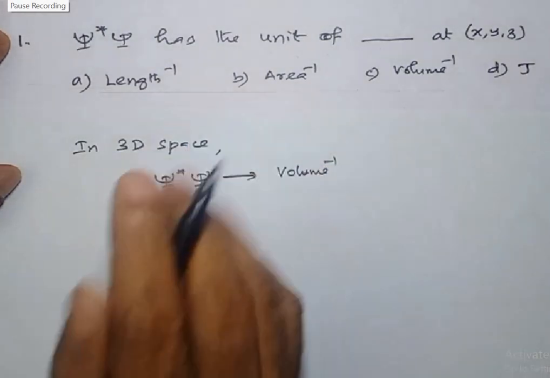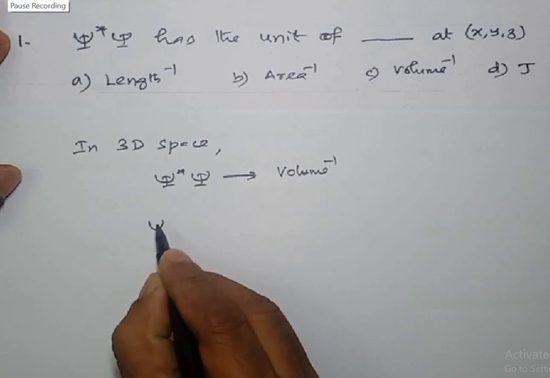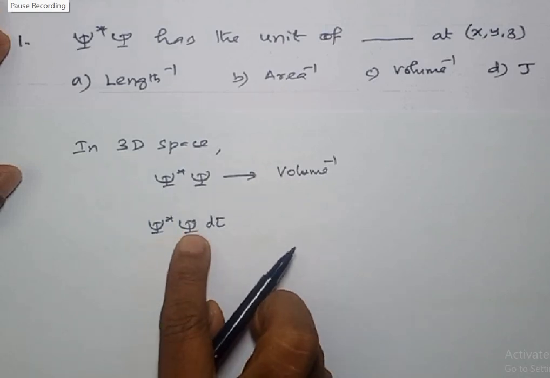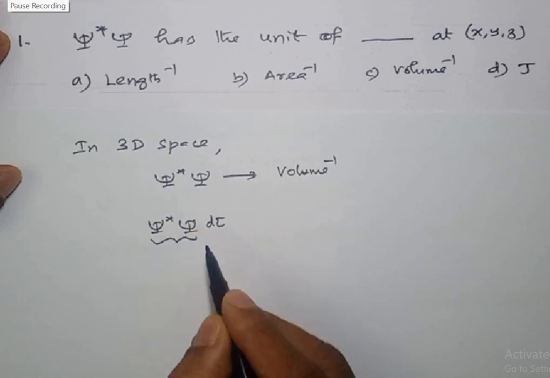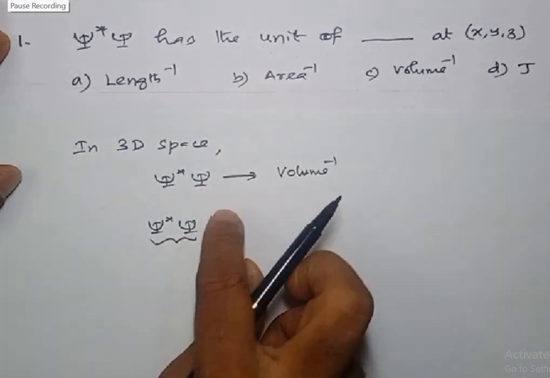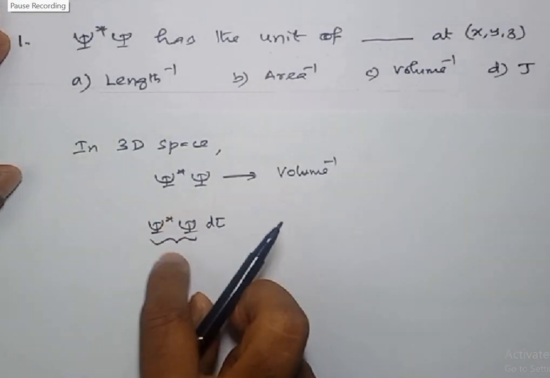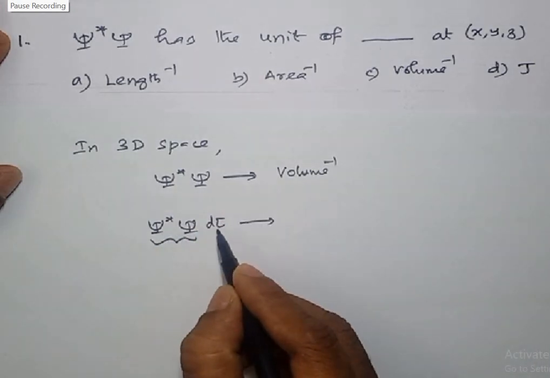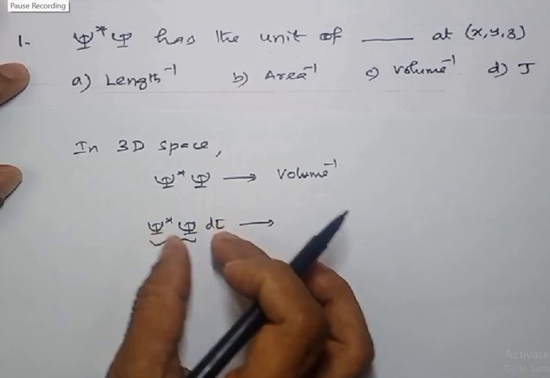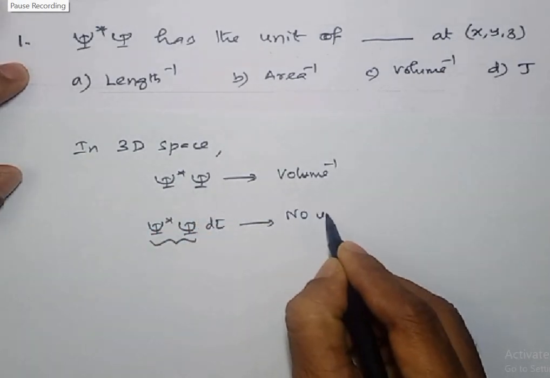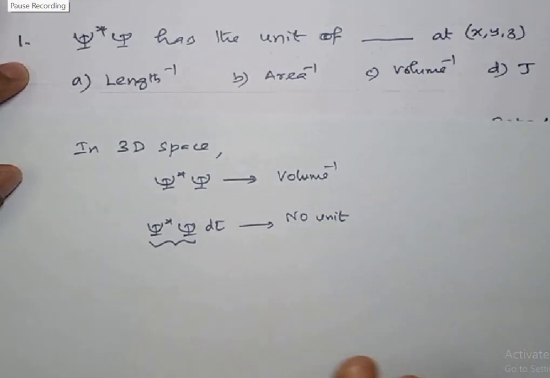But keep this in mind. Psi star psi d tau: if you multiply psi star psi with d tau, the volume element, the unit of d tau is volume, and this is per 1 by volume, so they cancel each other. Therefore, psi star psi d tau gives the probability in a small volume element d tau, which actually has no unit. Keep this in mind, very, very important.